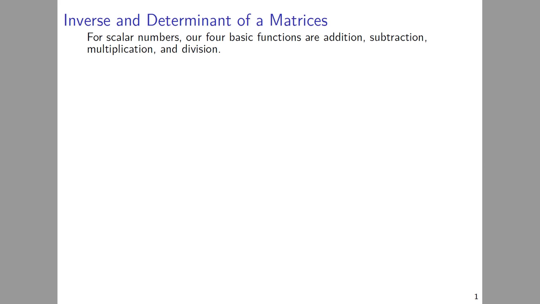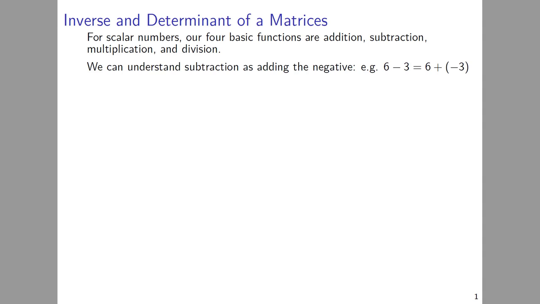For scalar numbers, our four basic functions are addition, subtraction, multiplication, and division. So far for matrices, we understand how to add and multiply. For scalars, we can understand subtraction as adding the negative. For example, 6 minus 3 is 6 plus negative 3.